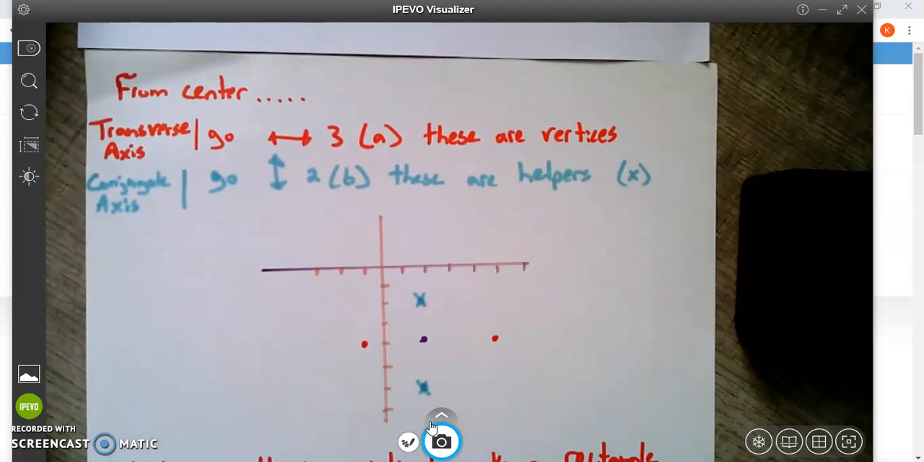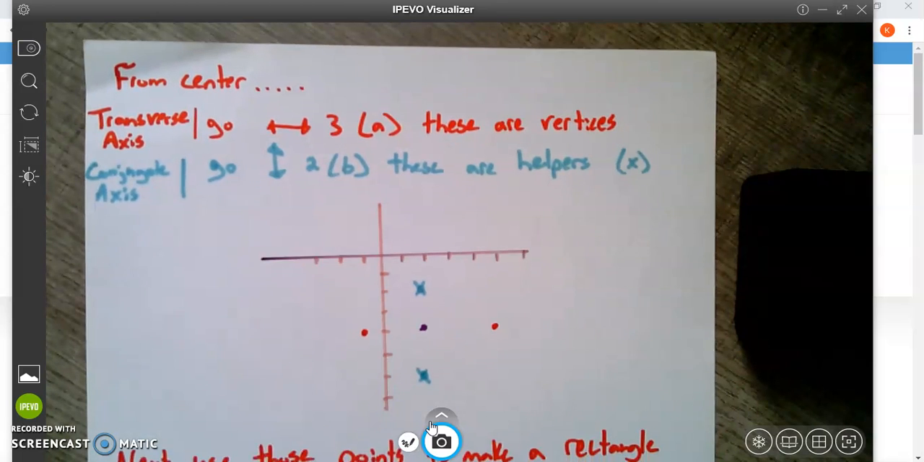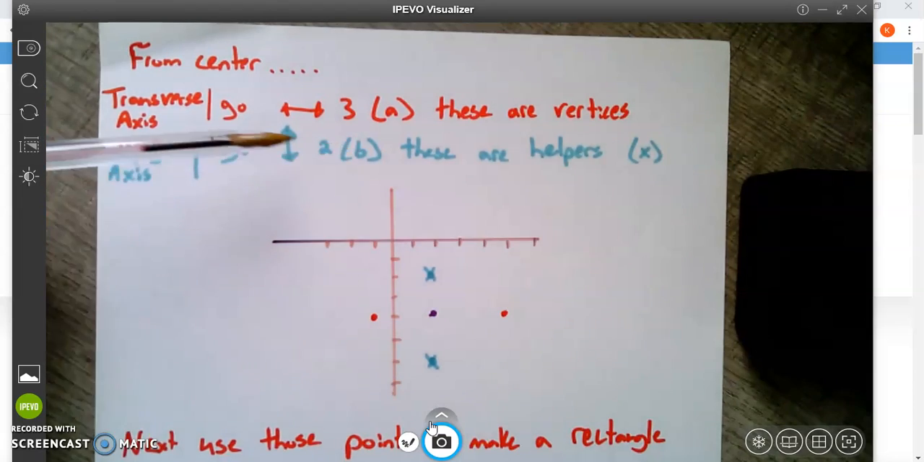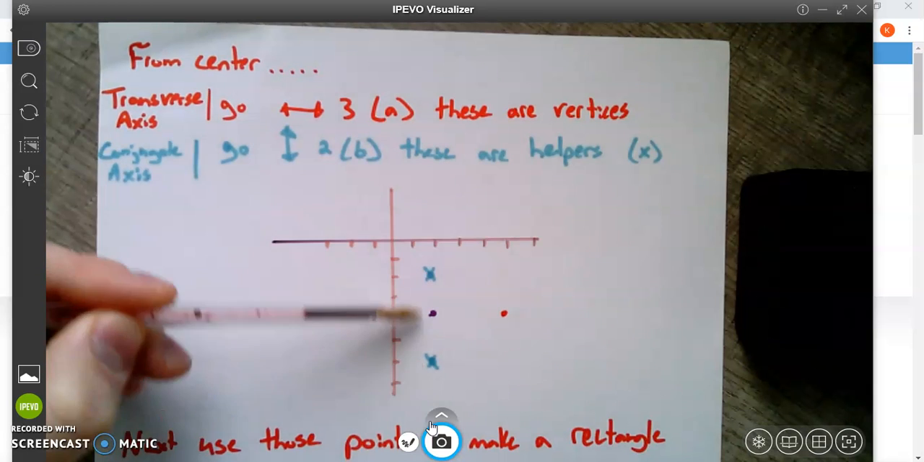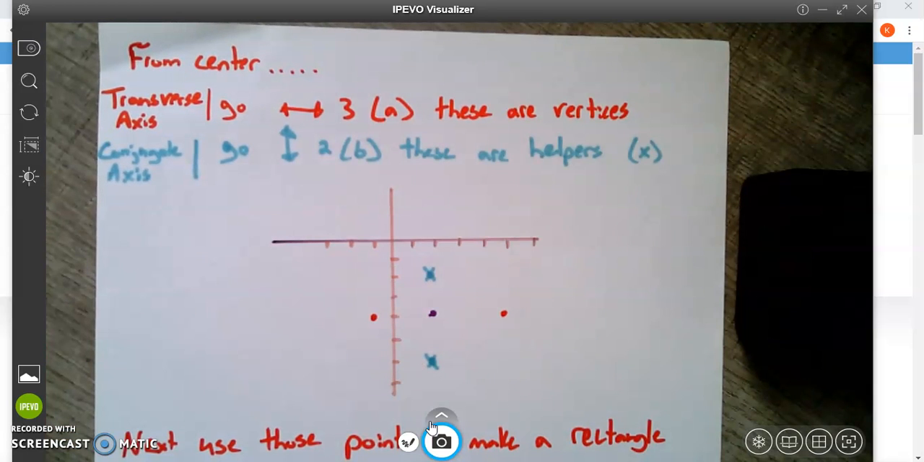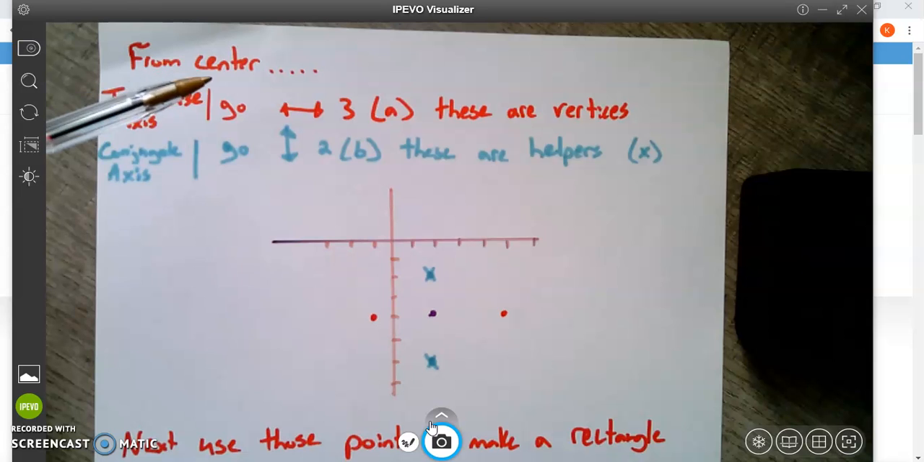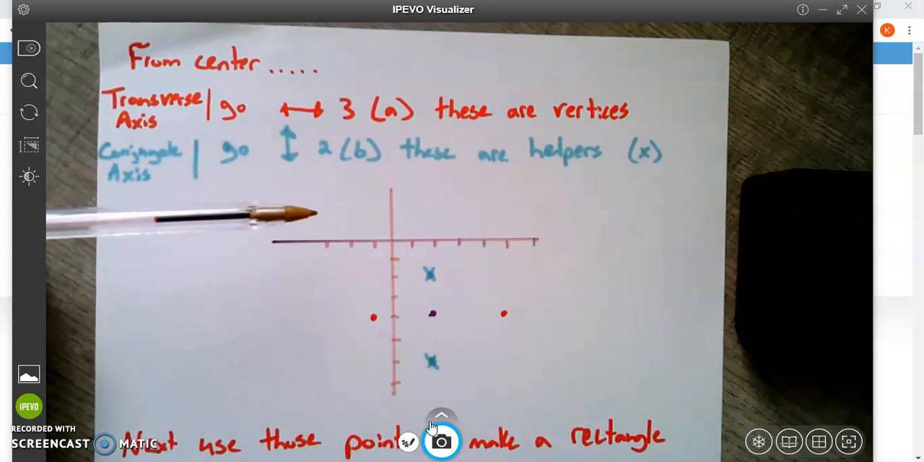So if we put our drawings down, this is what we have to deal with. From the center, we went left and right 3, which is A. We went up and down 2, which is B. On the B part of it, we used x's instead of dots, just to remind ourselves that's not really part of our graph. Easy enough? And if this was an ellipse, we would just connect those, but it's not an ellipse.